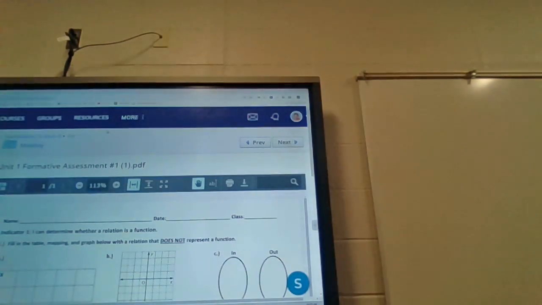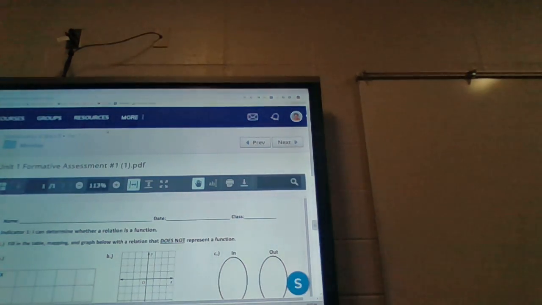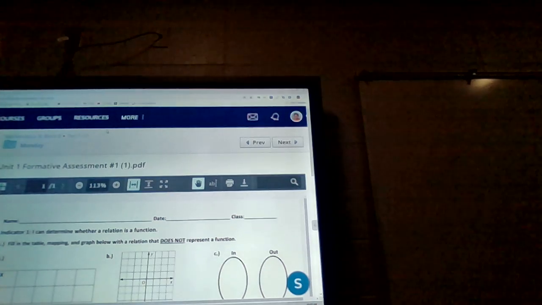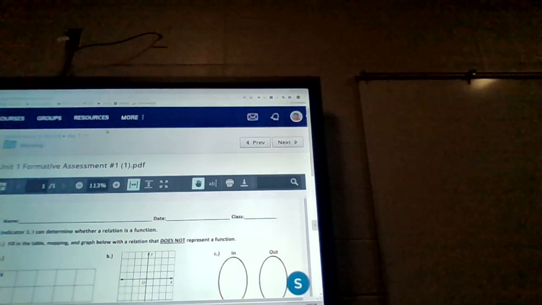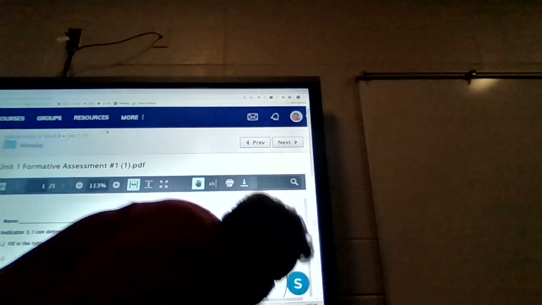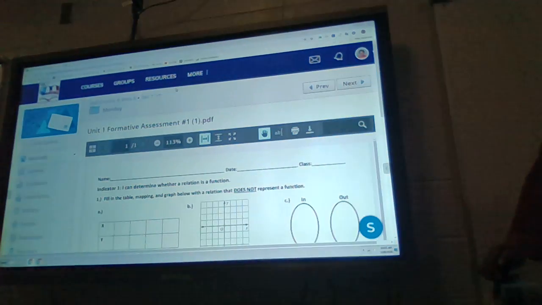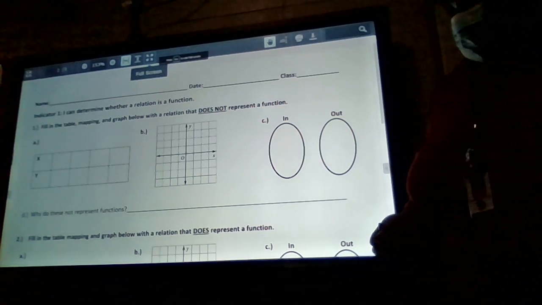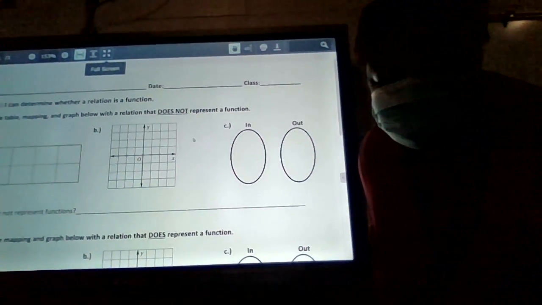Okay, so we're going to go over Unit 1. I'll spend a little more time on this because this was the earliest thing we did, and you're most likely to have forgotten it. So I put this up. You can print this, but you can't write on it.